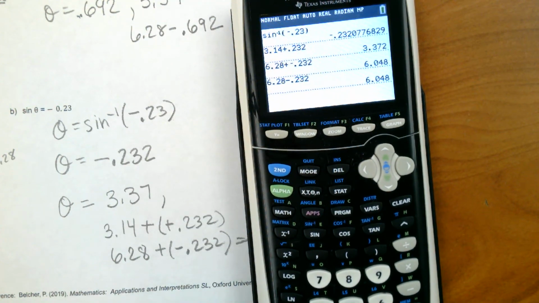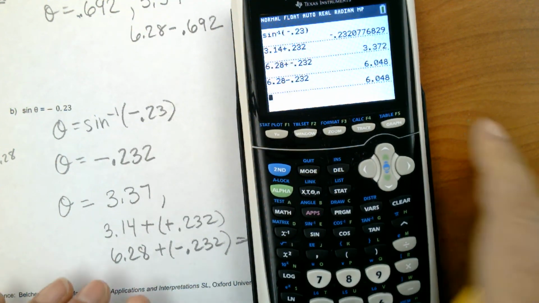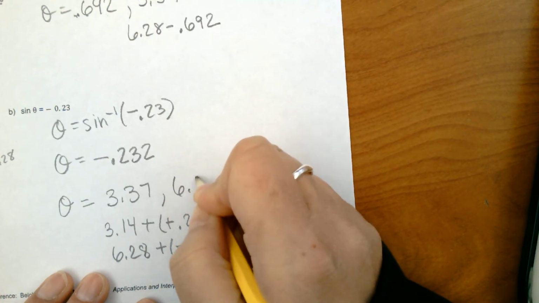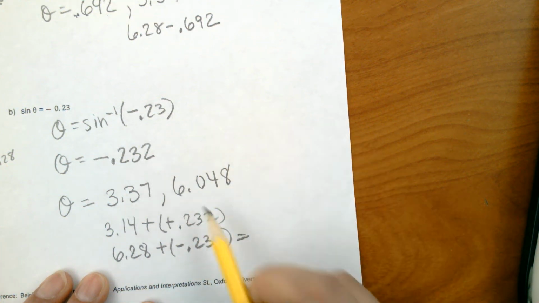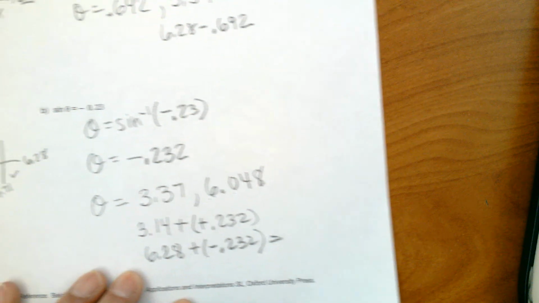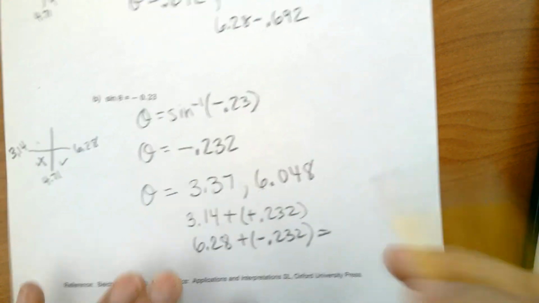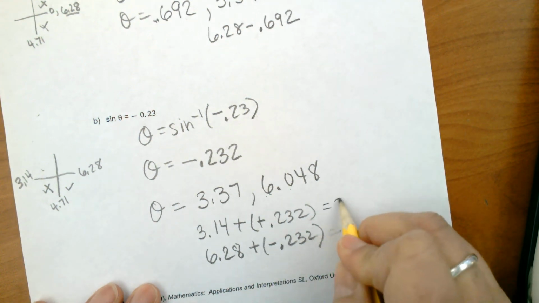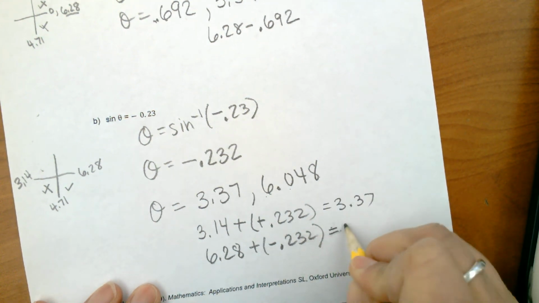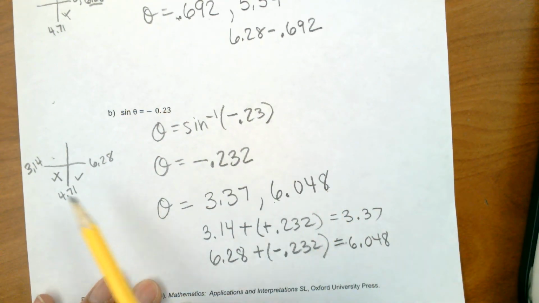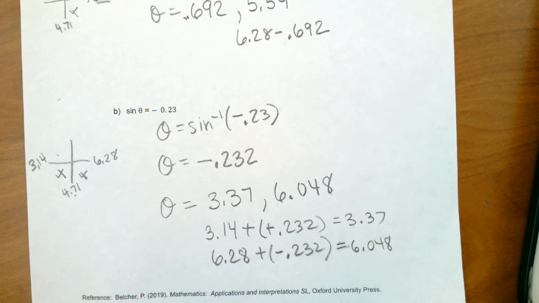All right, so it's 6.048. And this is three significant figures, 1, 2, 3. We don't count that one. That's just a placeholder. So I don't need that. Actually, you know what? Let's just write these in. 3.37 and 6.048. There we go. And 6.048 is in that fourth quadrant. It's in between these two numbers. So I got my two answers.